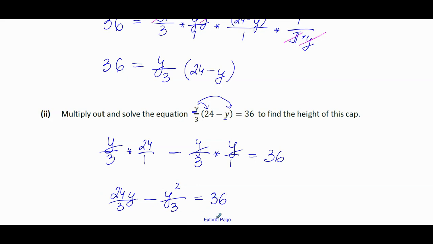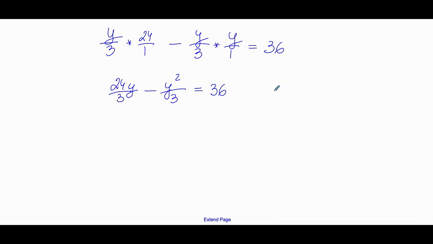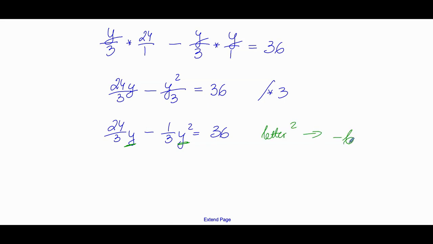We can either eliminate this fraction, so we can multiply everything by 3 if you want, or we can leave it in fraction form. We can just bring that y beside the fraction. Why will we do that? Because I have y to the power of 2 and y. If you have a letter to the power of 2, what do you think about? The minus b formula.